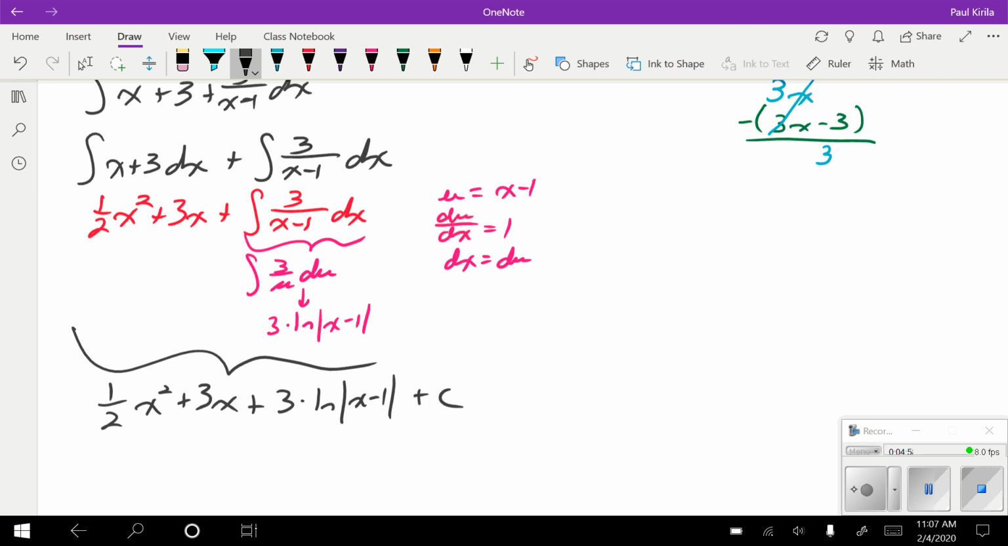Just as a reminder, I need the absolute value in this antiderivative with natural log because I need to make sure that whatever x minus 1 is, it's positive so that I'm allowed to do the natural log. If I had been given some points or some x values to see if x minus 1 is already positive, I could drop the absolute values. But since I don't know if x minus 1 is positive or negative, I need to make it positive by including the absolute values.